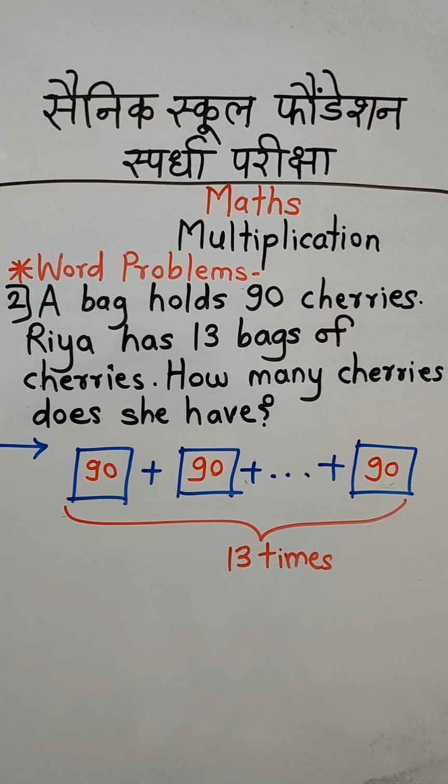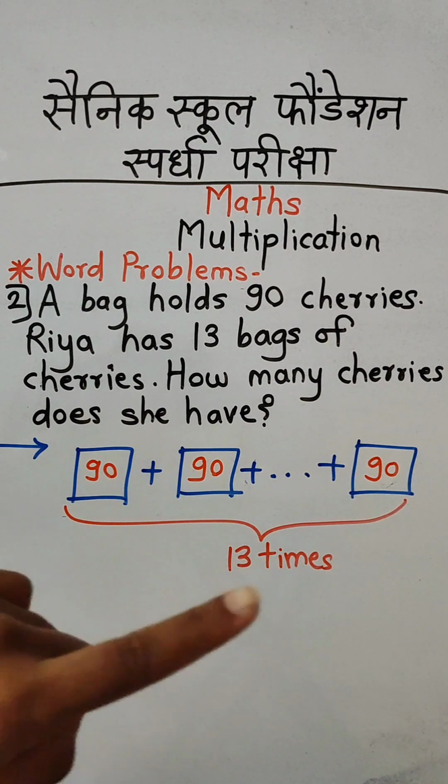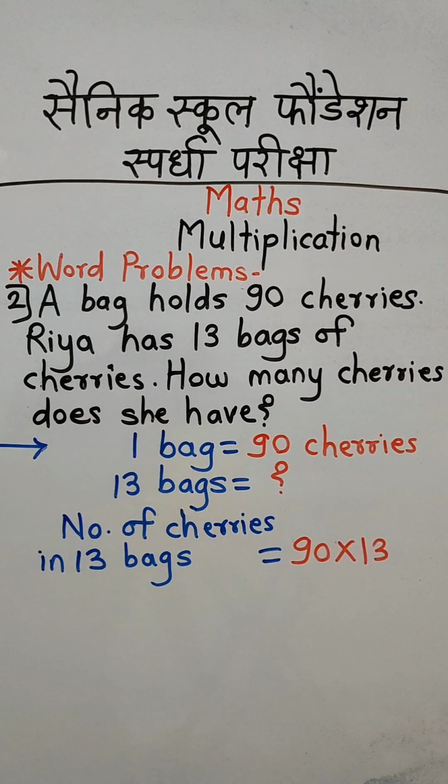So repeated addition of the same number means we have to do multiplication here. So the total number of cherries will be 90 multiplied by 13. That is, one bag has 90 cherries, and we have to find the number of cherries in 13 bags. So here we should multiply 90 by 13 to get the number of cherries in 13 bags. So this is the multiplication of a 2-digit number by a 2-digit number.